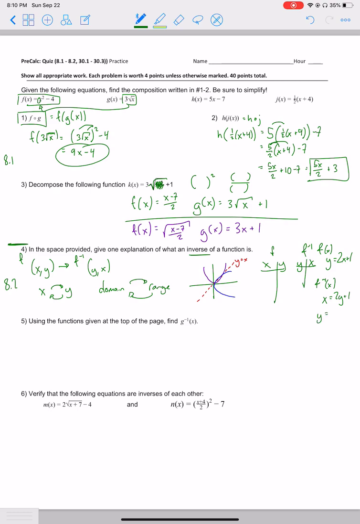And then to find the inverse, we clean it up and get y by itself. So here we get x minus 1 over 2. So a lot of different explanations here. Choose one, be ready to explain it, but hopefully you understand all the different explanations.